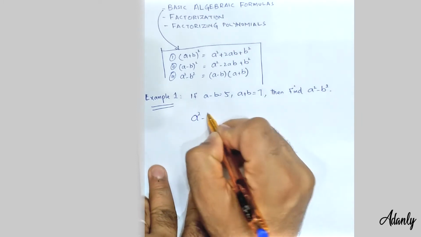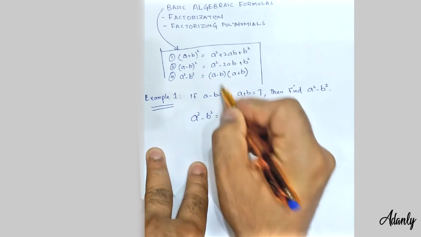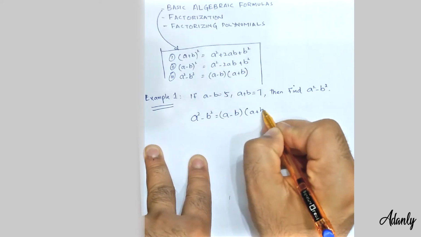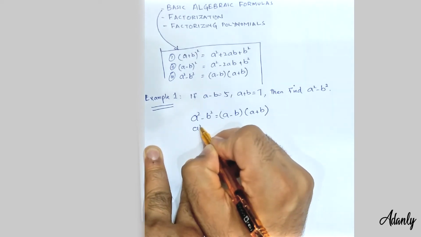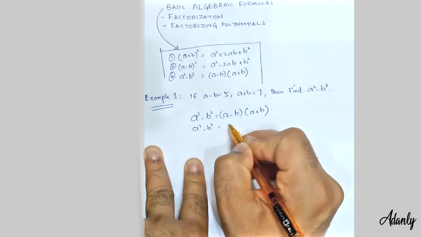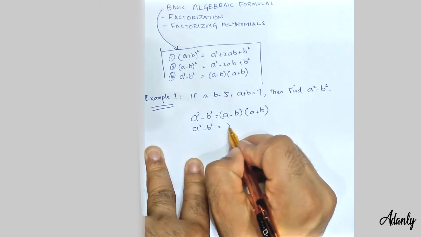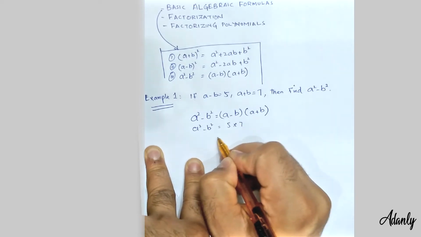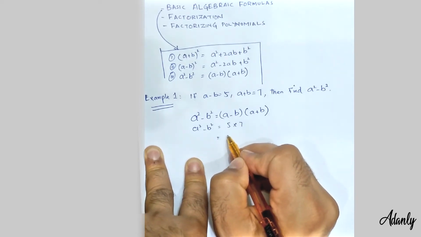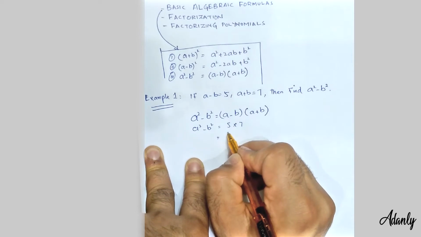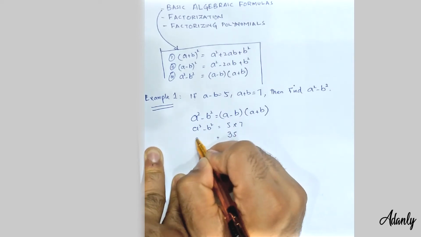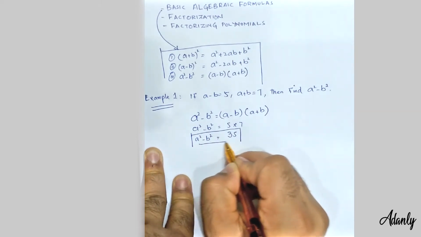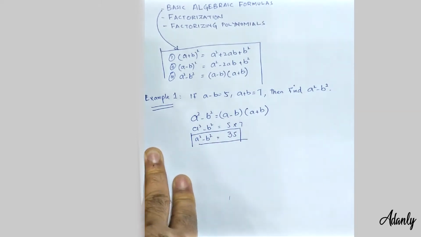a square minus b square equals (a minus b) into (a plus b). Now simply put the values in this formula. a minus b we have 5, whereas a plus b we have 7. So the product of 5 and 7 gives 35. So a square minus b square equals 35. This is how the formula works.